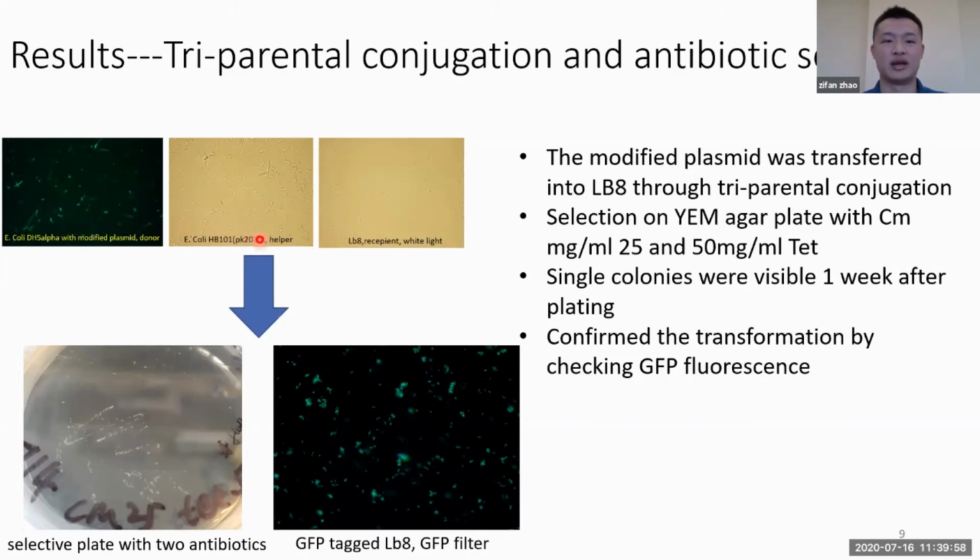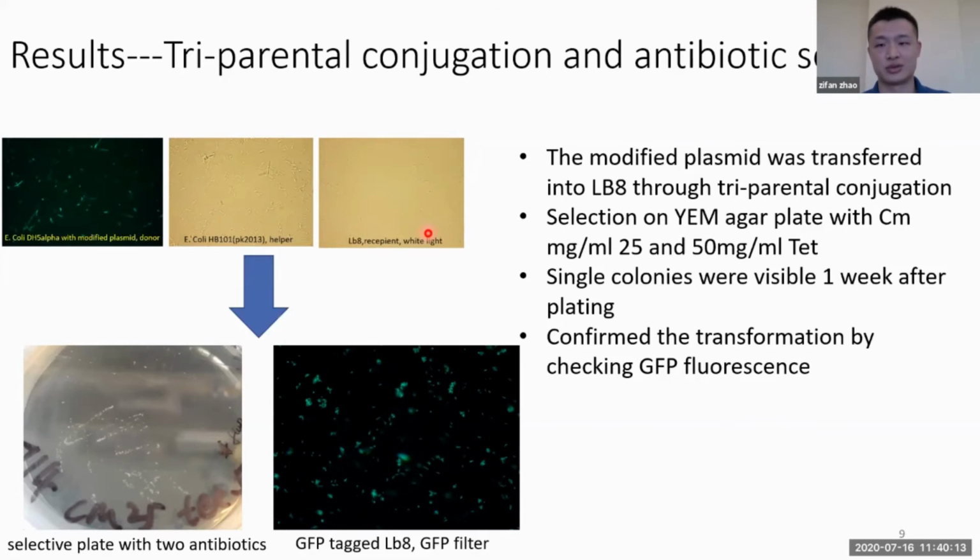And this is the E. coli strain HB101 with the conjugated plasmid PK2013. It serves as the helper. And this is our Lb8 strain, and this is the recipient during the triparental conjugation.